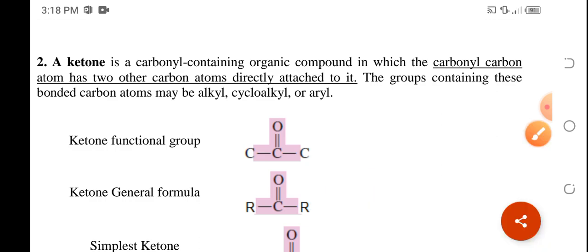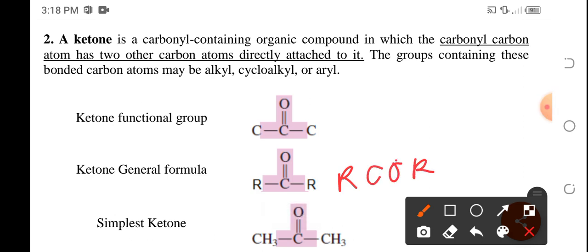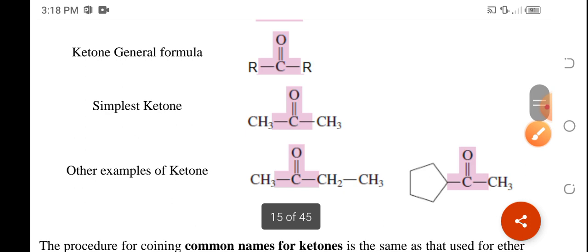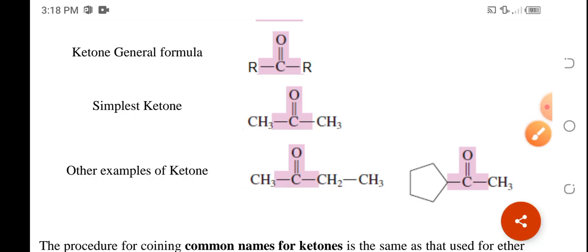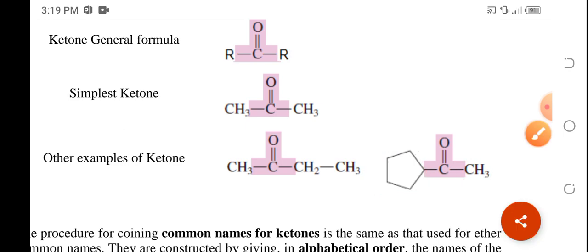Or it could be written as RCOR. The CO in the middle represents the carbonyl group, C double bond O. The simplest ketone will have two methyl groups attached on the carbonyl group. And for other examples, the R group can also be different from the other R group. It could also be a cycloalkyl group and an alkyl group.